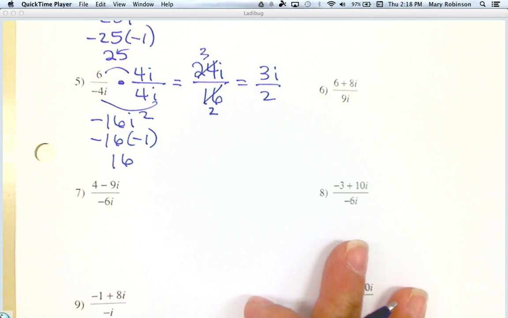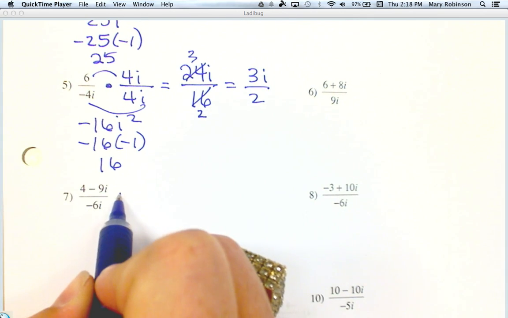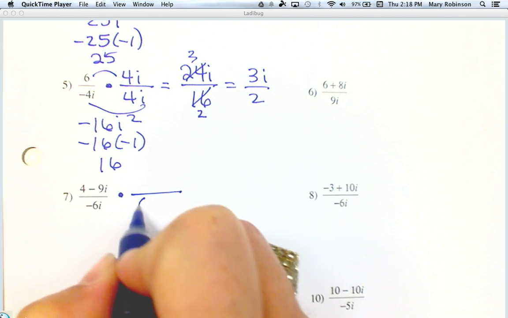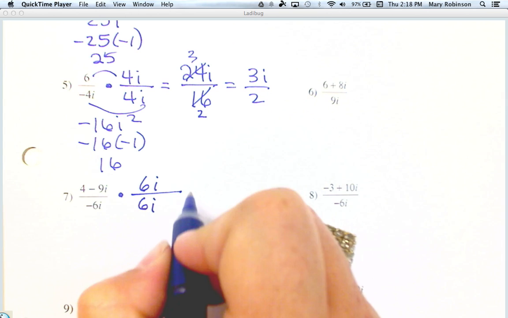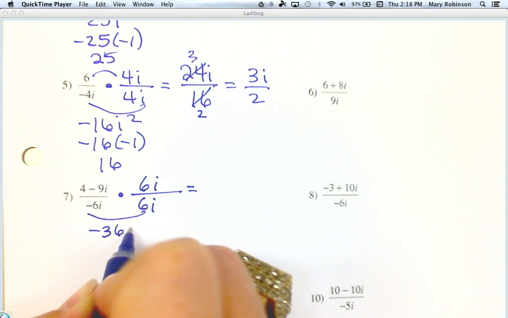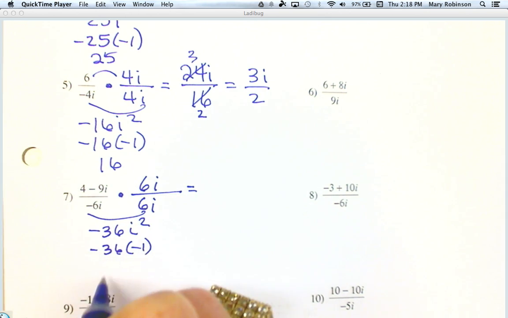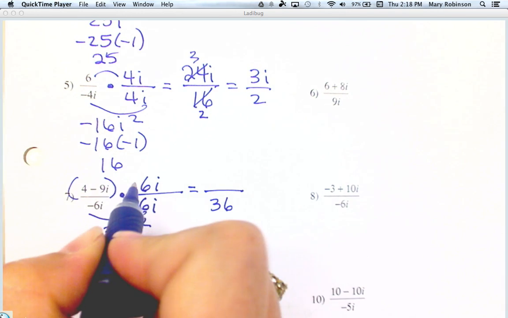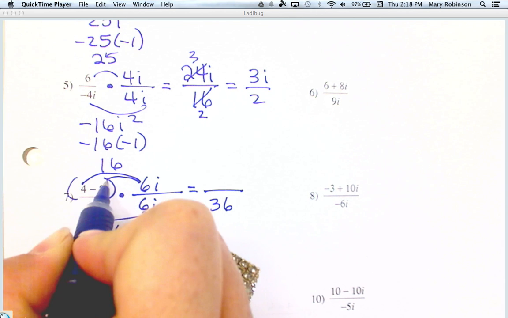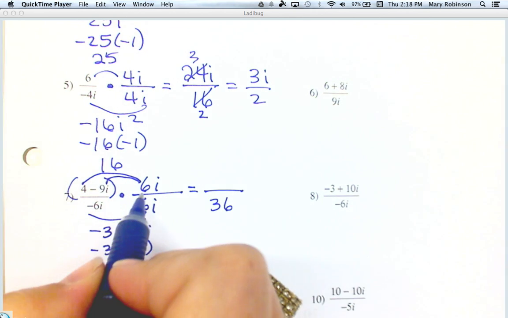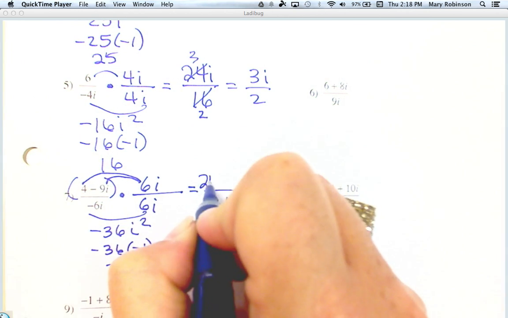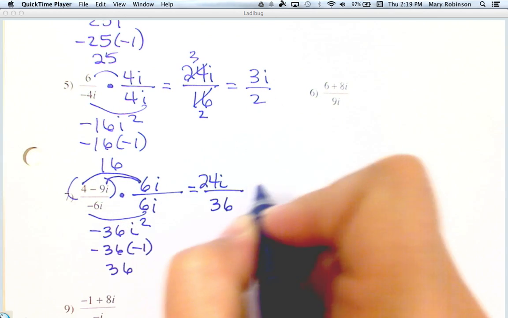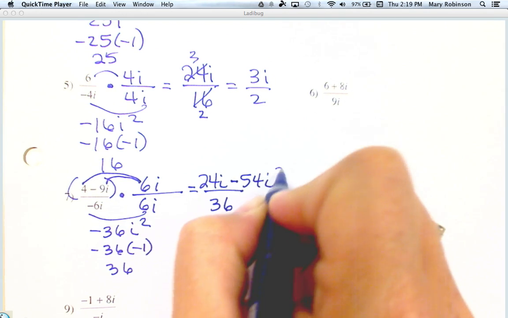Next, for number 7, this one's slightly different in that we have 2 terms in our numerator, but the process never changes. The conjugate of -6i is +6i. We multiply this together and get +36. Up top, we're going to distribute the 6i to both terms in our binomial. 6i times 4 is 24i. 6i times negative 9i is going to give us negative 54i squared.